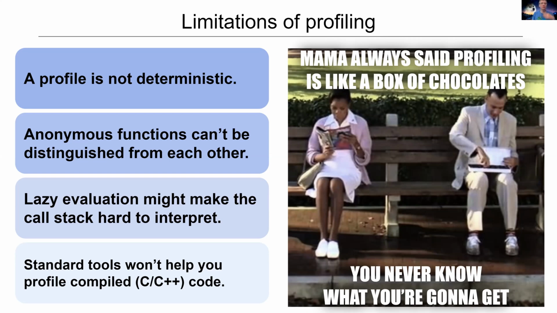If you write a lot of anonymous functions inside the sapply or lapply or any of the apply families, those can't be distinguished from one another. So if you have a bunch of those all squished together in your code, it might be hard to tell what's going on. Lazy evaluation might make the call stack hard to interpret. So you think a function is being called in one part of your script.